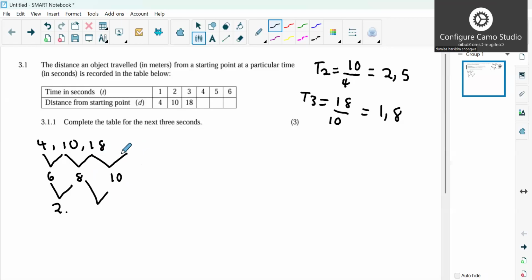Remember, they said after 4 seconds, then after 4 seconds our distance is going to be 18 plus 10. What is 18 plus 10? 28. Then it's going to be 28 sharp.